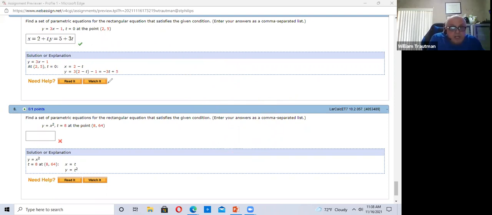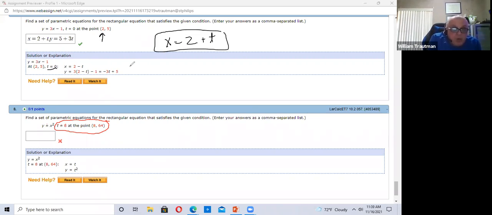Number 8, let's take a look at number 8 down here. Y equals x squared and t equals 8 at this given point. So this is really easy, but it's kind of hard if you've done it for the first time and you don't get the help that's in this homework solutions thing. The previous problem said t equals 0 at this point. So when t equals 0, x equals 2. However, look at this. T equals 8 and x equals 8. In other words, t equals x. What they're saying, t and x at this point equal each other.